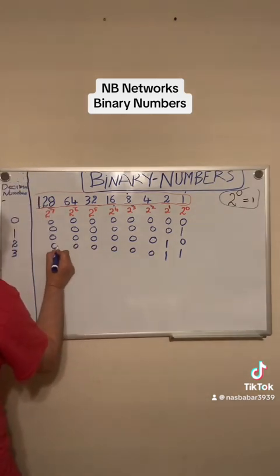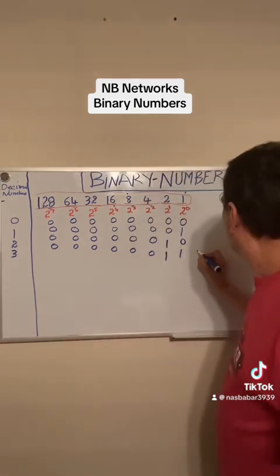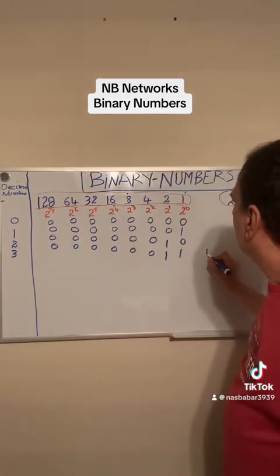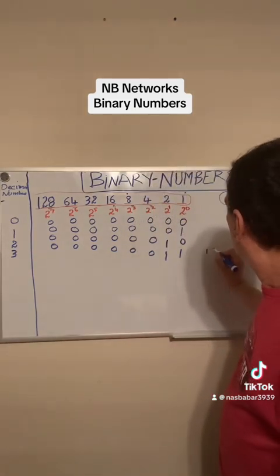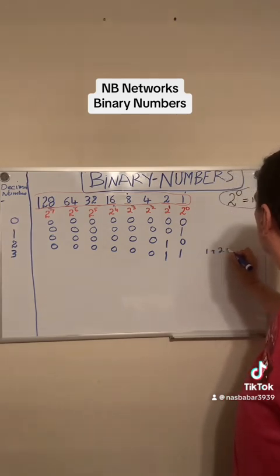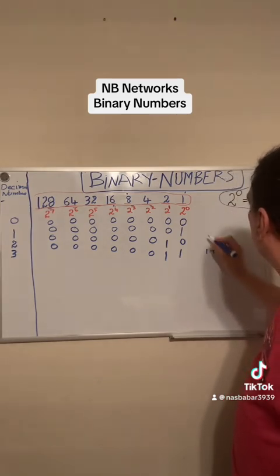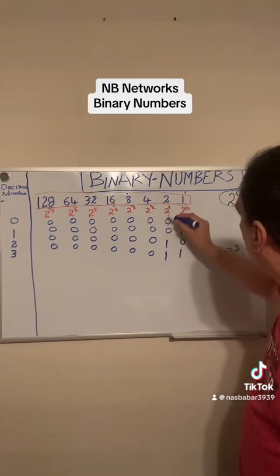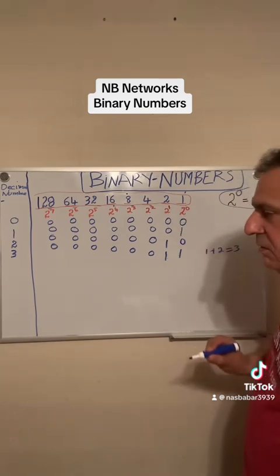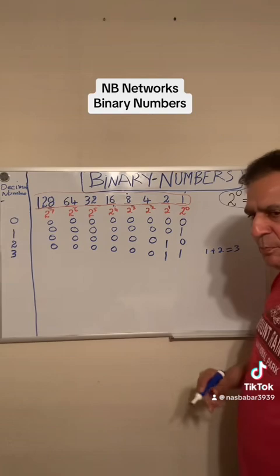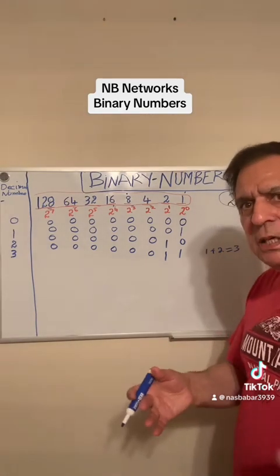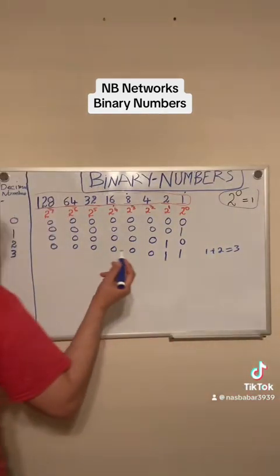And this gives me 1 plus 2 equal to 3. 1 I'm getting right here, and 2 I'm getting from right here. Right? So 1 plus 2 gives me 3. It'll clear up. Once you practice, it'll clear up more.